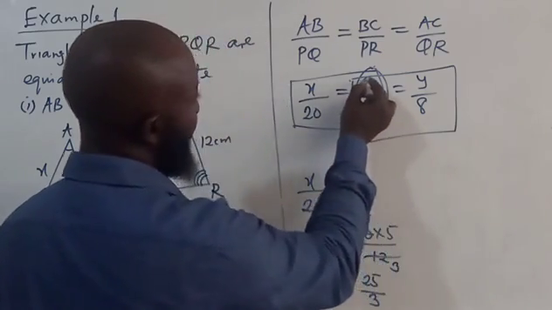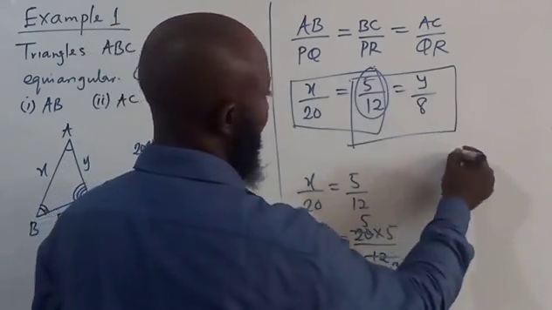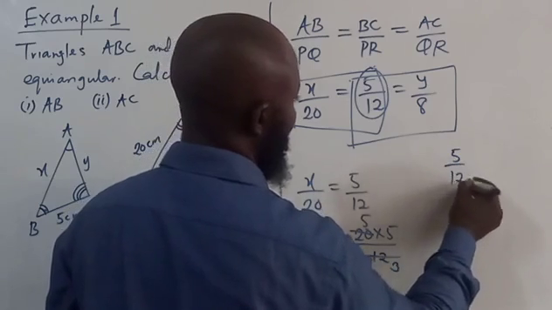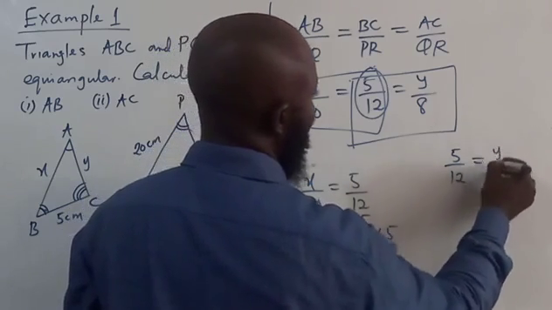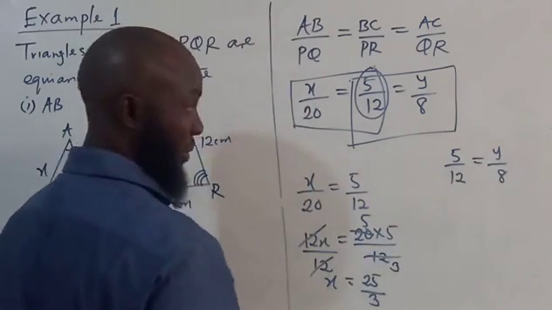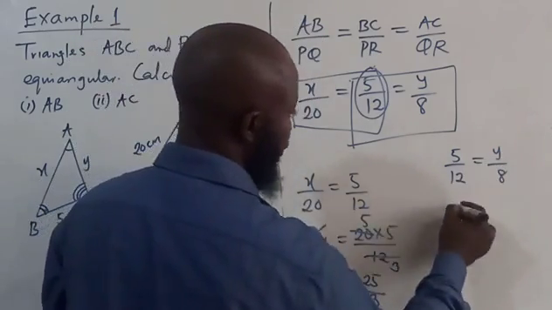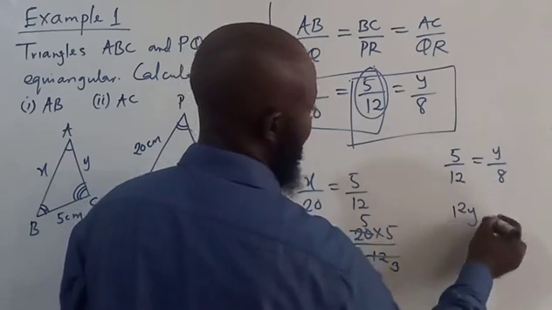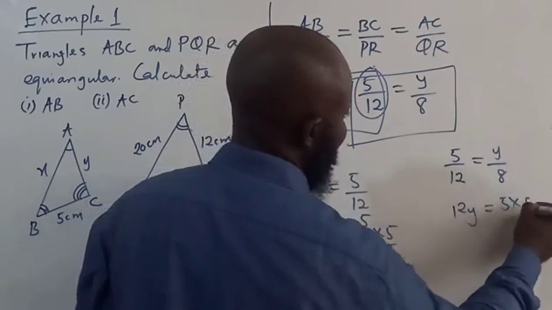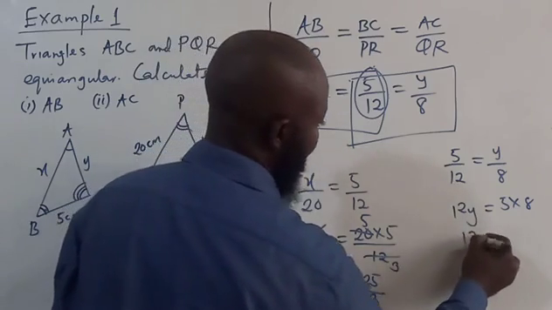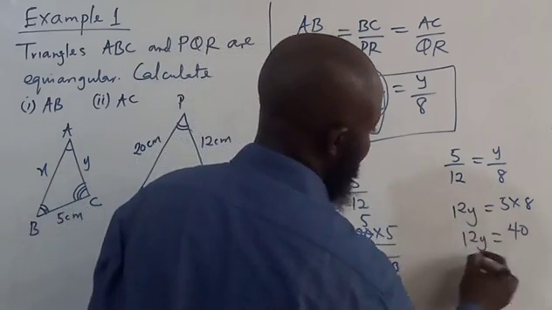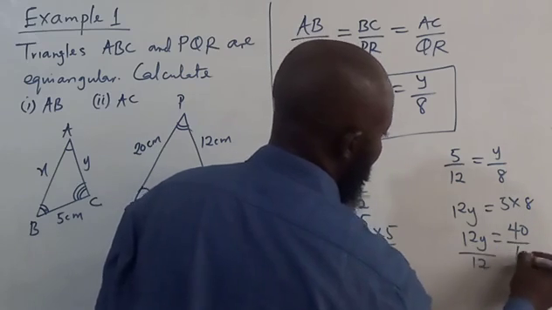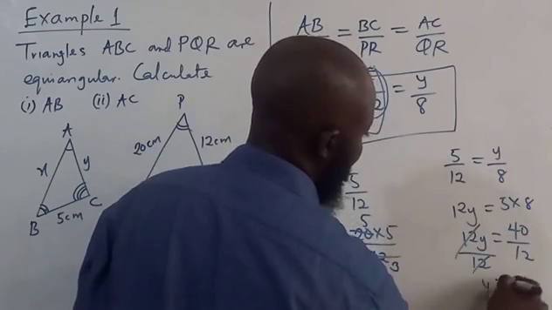The second stage is this. We'll combine the one that is complete with this. That means we're going to have 5 over 12 equals y divided by 8. We cross multiply the same way. So that will be 12 times y equals 5 times what? 8. So that is 12y equals what? 40. Divide both sides by 12. Cancel, cancel.